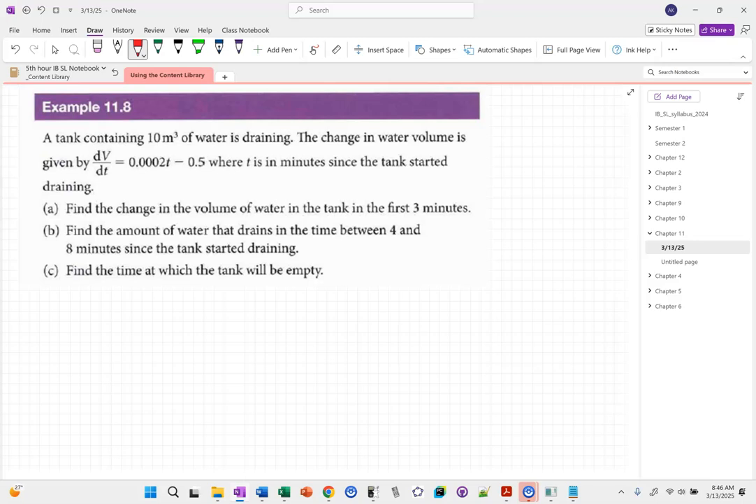So we want to find out how much total volume has drained out of the tank, right? So in general, total is going to equal the integral of some rate. Everybody's okay with that? That's our general accumulation idea. So we'll say that volume is going to equal the integral from 0 to 3 of dV/dt.